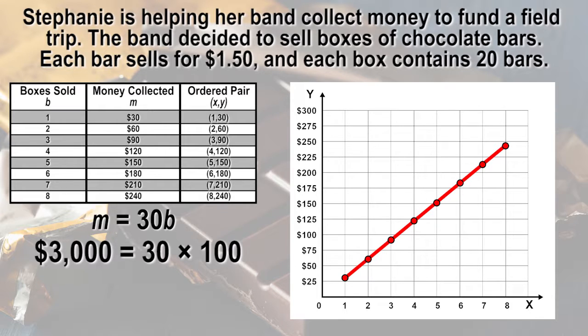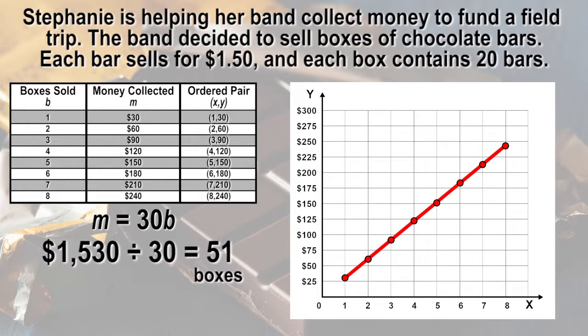If we know the amount of money the band collected from chocolate bar sales, we can still use our equation to determine the number of boxes that were sold. If the band collected $1,530, how many boxes did they sell? We can divide 1,530 by 30 to find that 51 boxes of chocolate bars were sold.